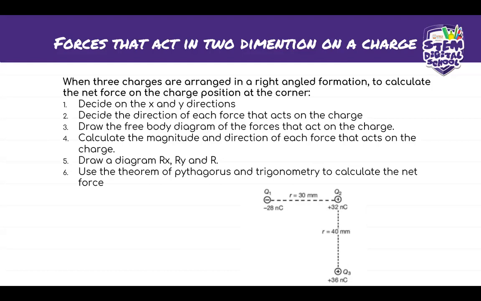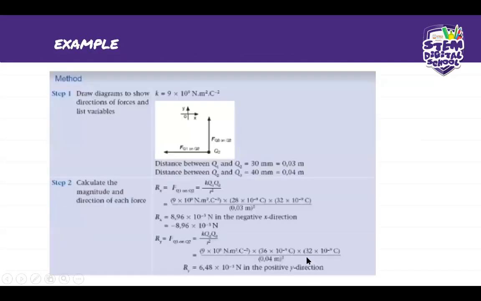So here we work with forces, okay? And number five, you need to draw the diagram of Rx, Ry, and R resultant. So it's going to be Rx, Ry, and we need to have a resultant force right here, okay? So we use the Pythagoras and trigonometry to calculate the net force. So which means in this case, our net force is going to be the R hypotenuse right here. Okay, so let's see how we can do a problem like that.